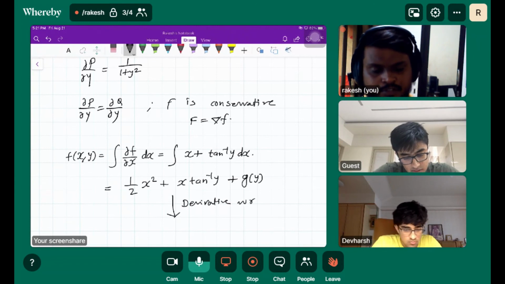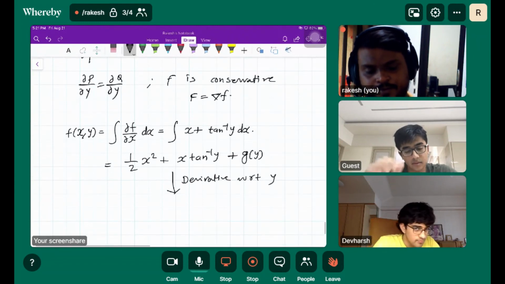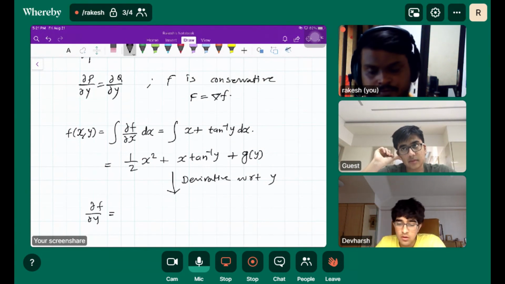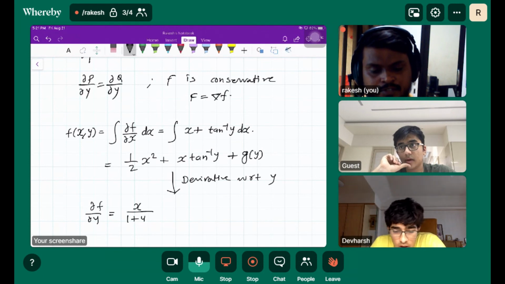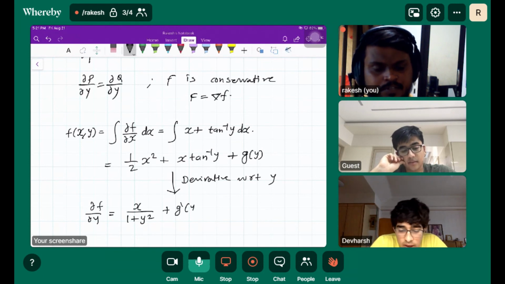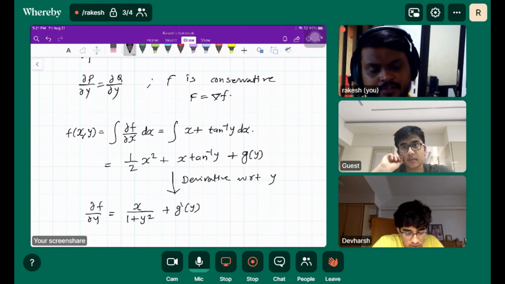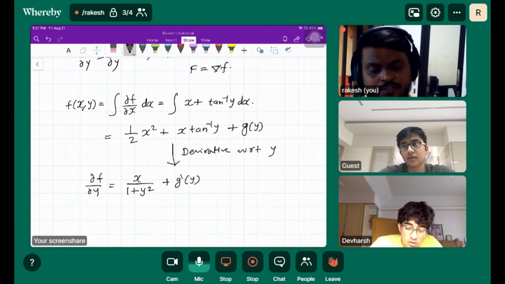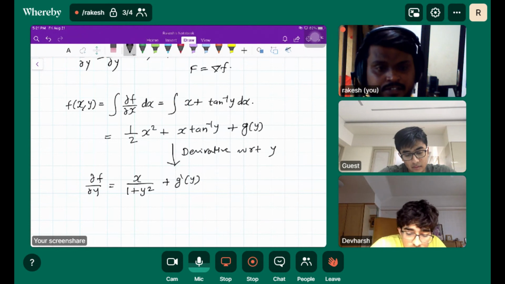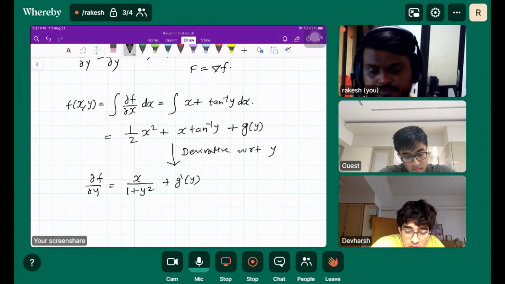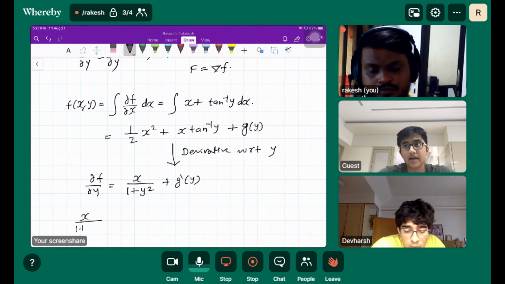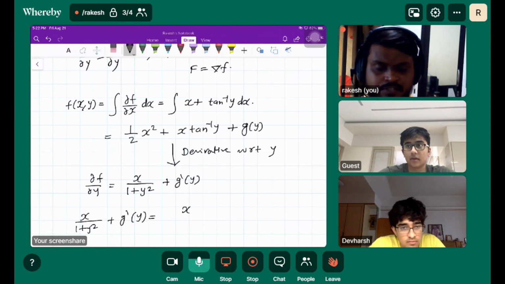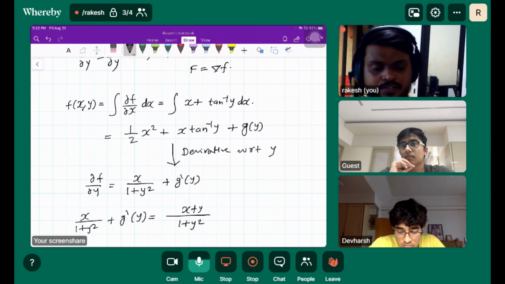So now we'll differentiate this with respect to y. So we will get x upon 1 plus y square plus g dash y. And what was the partial derivative? You will equate that with this. So g dash y, the partial derivative was x plus y upon 1 plus y square.